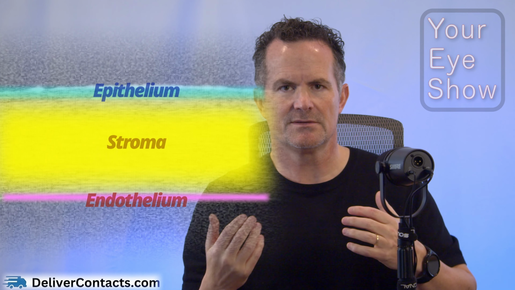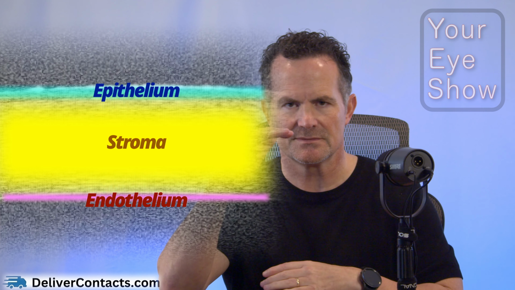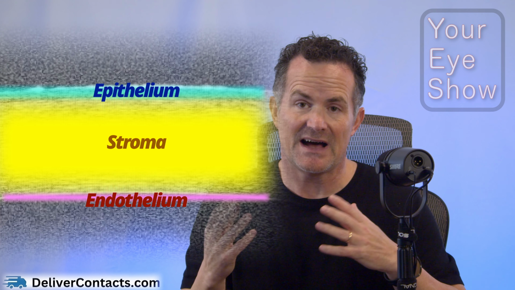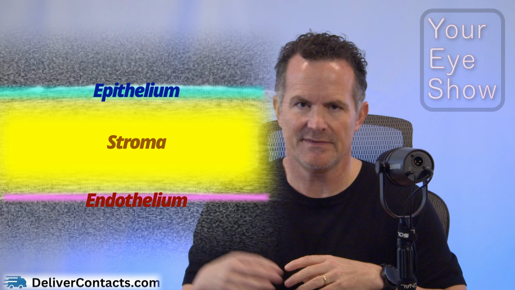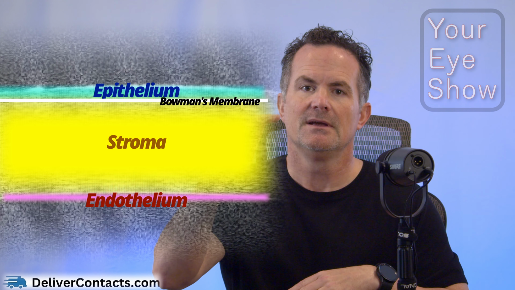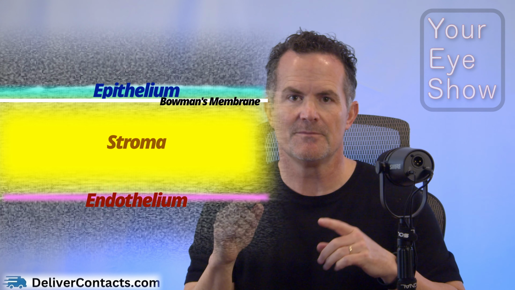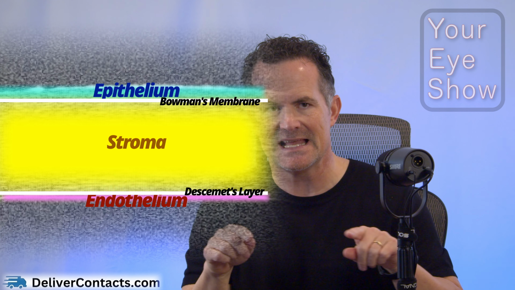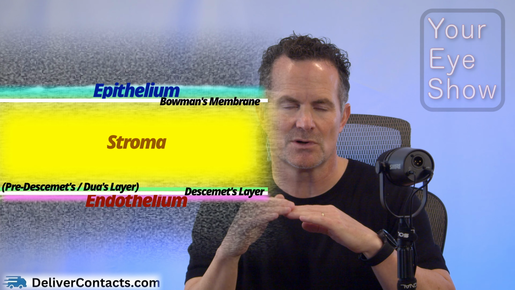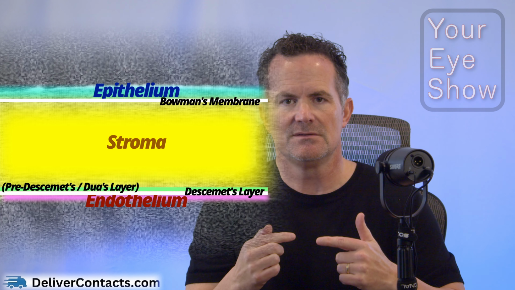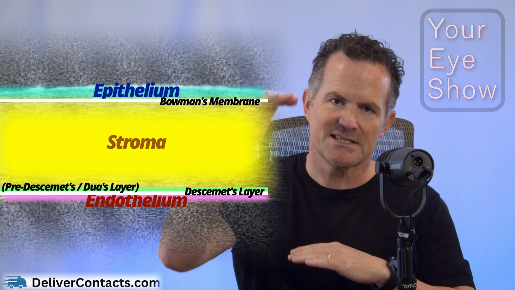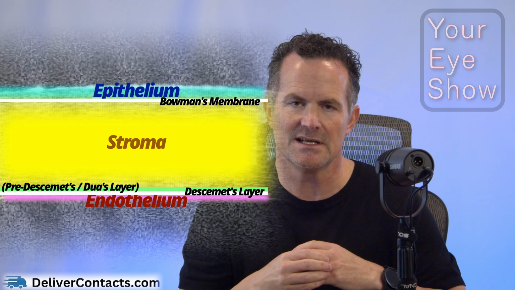Now, I said that I only said 3 layers. Well, there are other layers in between. Matter of fact, the cornea actually has 5 or 6 layers to it. Okay, the epithelium, then the next layer they call Bowman's membrane. Next layer is the stroma, as we've talked about, and then Descemet's membrane. Descemet's is now perhaps being split into 2 different layers: Descemet's and pre-Descemet's, also called the Dua's layer. And then after Descemet's is the endothelium. All right, so 5 or 6 layers actually make up the entire cornea.